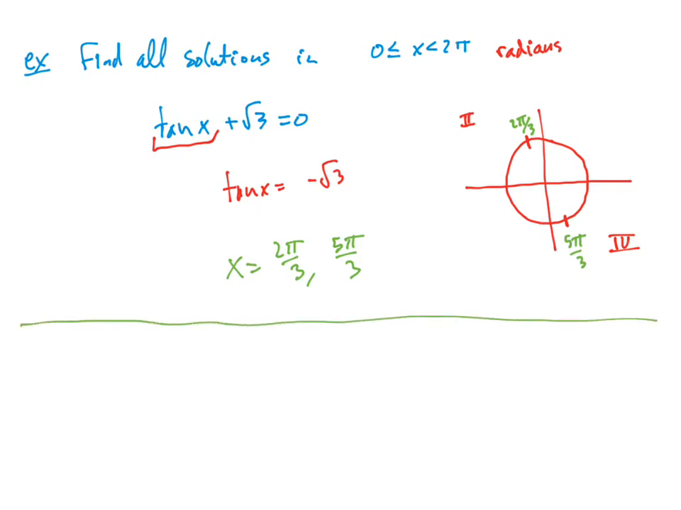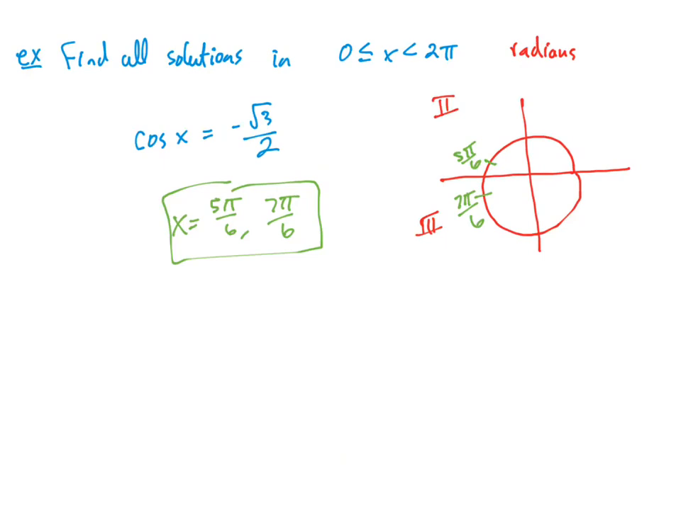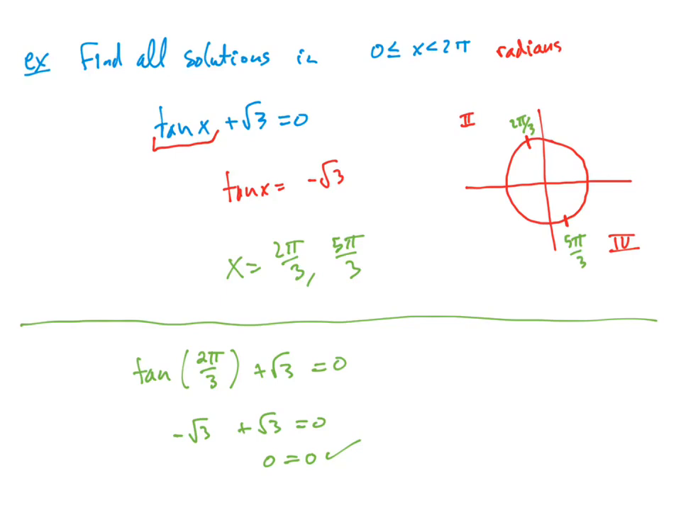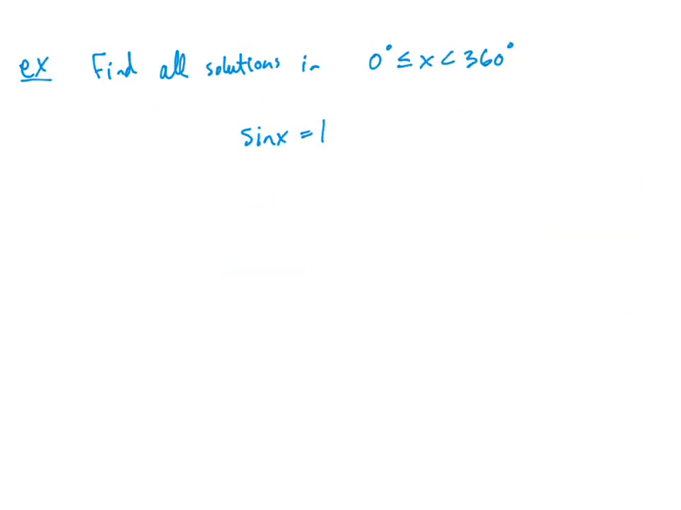We check these just like we check any equation. We take the value that we solved for and substitute it in for the variable. We can check 2 pi over 3. Tangent of 2 pi over 3 is equal to negative square root of 3, plus square root of 3 is equal to 0, and that checks. We could do the same thing with 5 pi over 3. Similarly, on the previous two examples, we can plug the answers in for the variable and see if the left side is equal to the right side. And in this one, the only thing different is that this interval is in degrees.